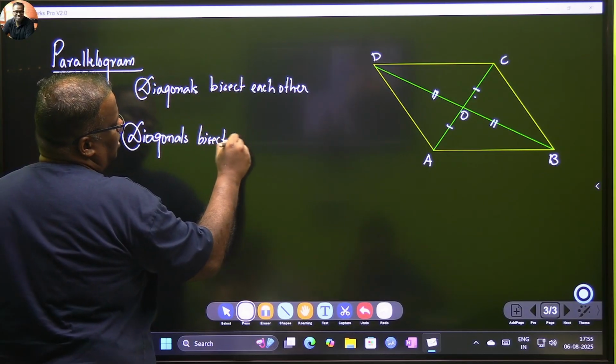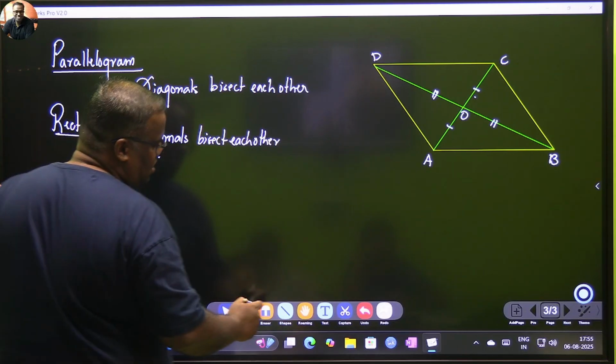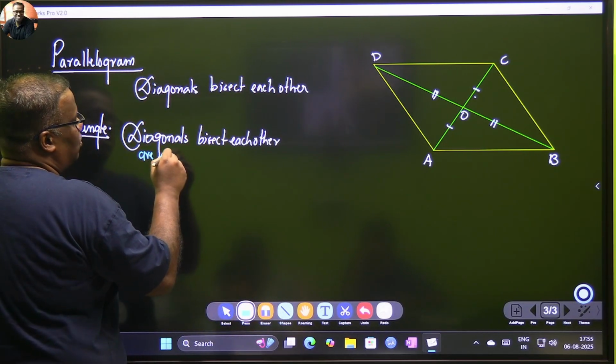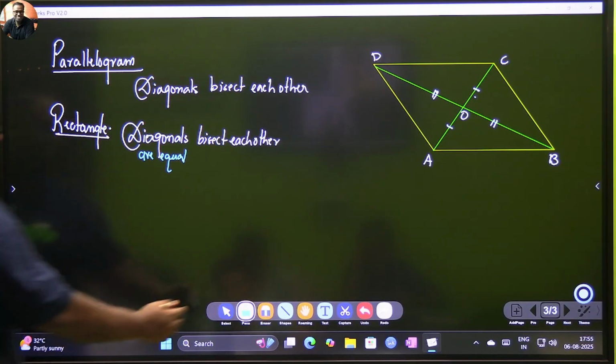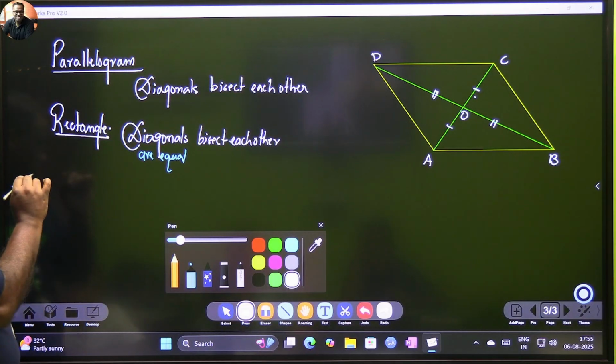Bisect each other. And the additional statement that you get in a rectangle is that the diagonals are equal also, whereas in a parallelogram, they won't be equal. Yeah. Charvik, going okay on this?